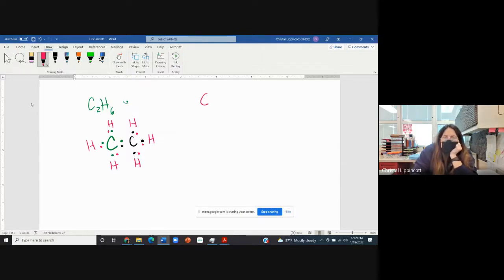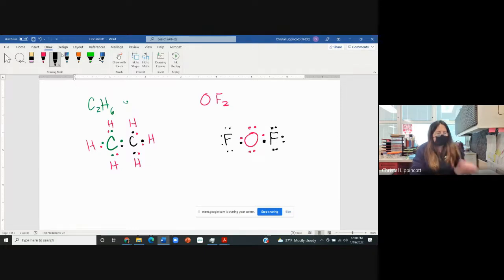And then the last one is OF2. So my oxygen is going to go in the center. Remember, your halogens have to be on the ends. Then I'm going to put my fluorines. One of them will fit right here. And the other one's going to fit on the other side. Once I get that guy in place, then everything has a full octet. And I've placed all of my electrons.